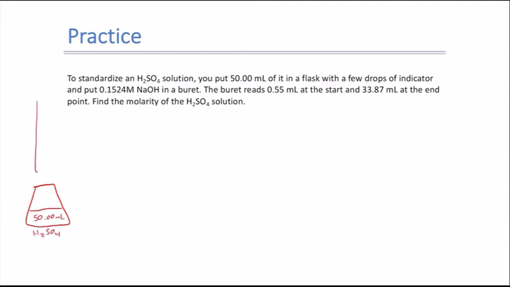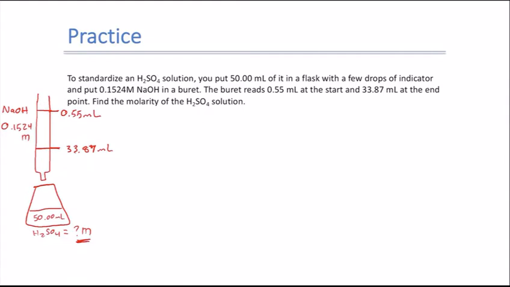In the burette, we have sodium hydroxide. We know its concentration is 0.1524. It started reading at 0.55 milliliters. It finished reading, its final reading was at 33.87 milliliters. And our sulfuric acid is going to equal blank molarity. That's what we're trying to figure out. It's that step.